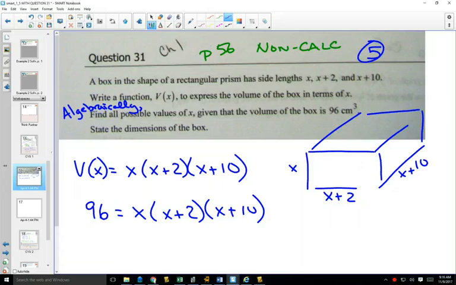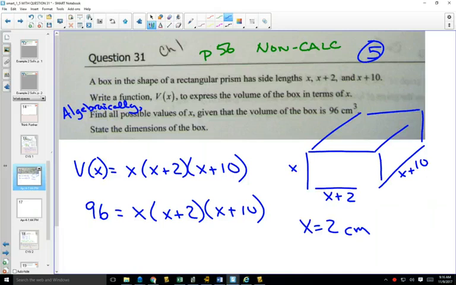So this is the point where many students were like, I don't know what to do next, so I'm going to just guess and check and find a value. It's non-calculator, so they're not going to give me crazy numbers for x. It's got to be a nice value for x, otherwise they'd have to put on a calculator section. So maybe I start with x is 1. And this would be 1 times 3 times 11. 1 times 3 times 11 is 33. That doesn't make 96. So what would you probably guess and check next? 2. And 2 is 2 times 4 times 12, which makes 96. And so a lot of students just said x equals 2 centimeters, and we're done, and they moved on.